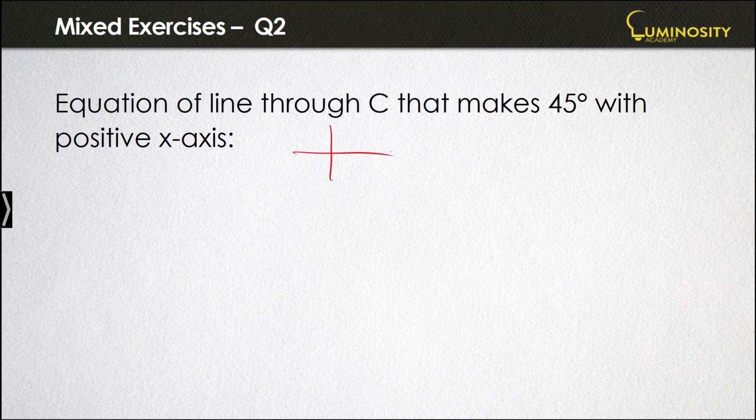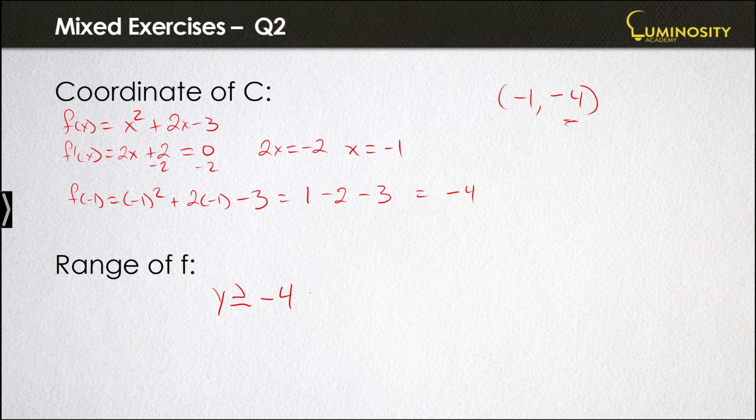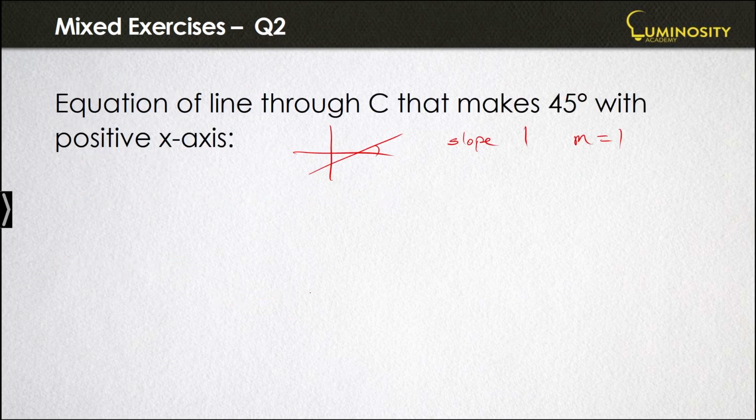So anything that makes a 45 degree angle with a positive x-axis has a slope of 1. So that makes that pretty easy. We know m equals 1. And now we know our point, because it has to intersect at coordinate C, is negative 1, negative 4. So we could just use point slope form for this.